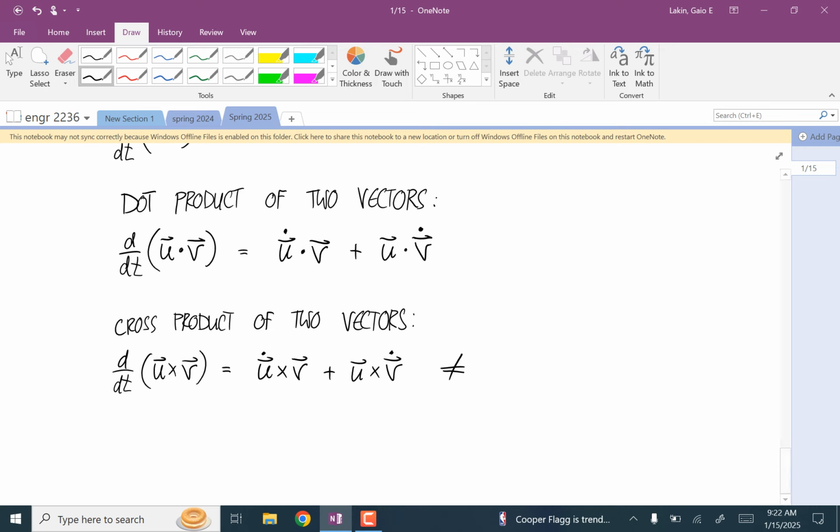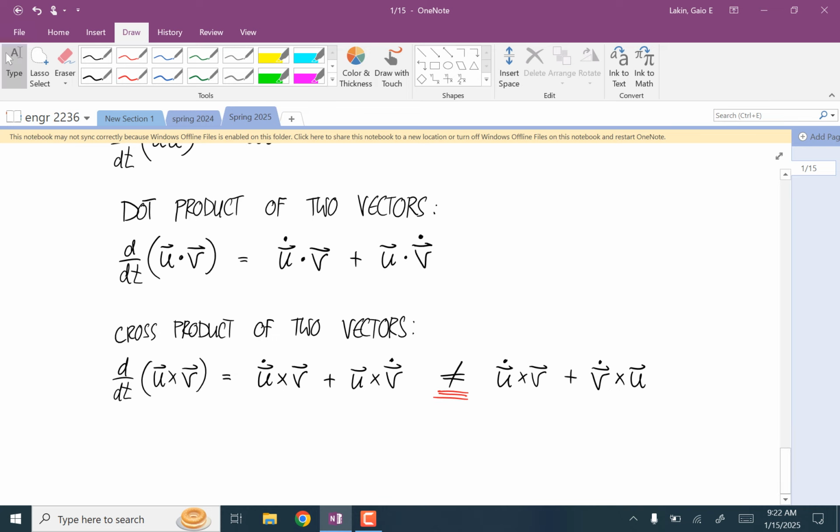Okay, this is not the same thing as u cross v plus v dot cross u. Okay, so that's super important. Does everyone see the distinction I'm making there? Anybody have any questions about that?